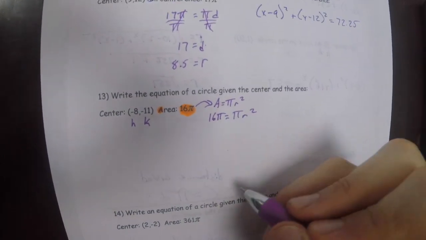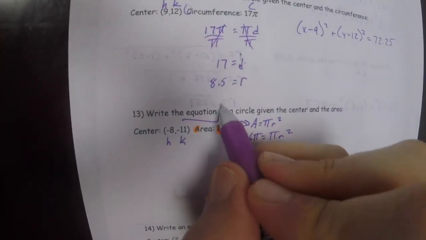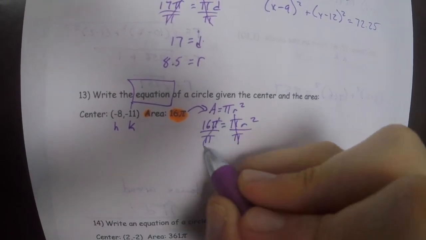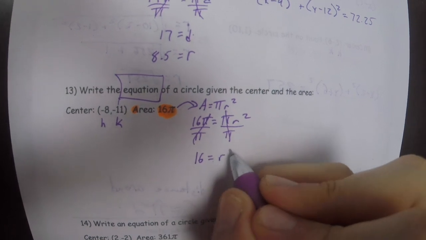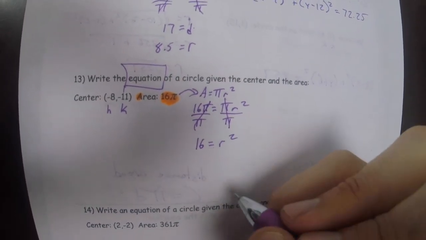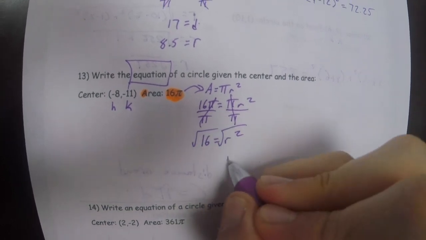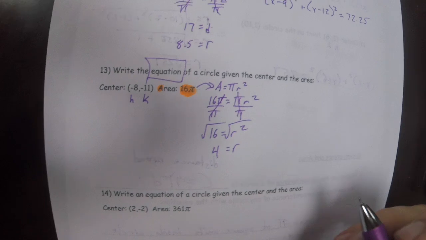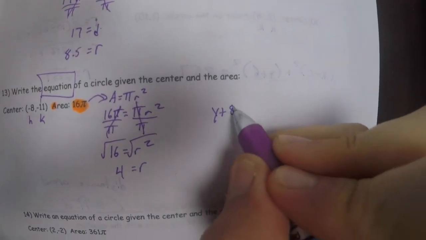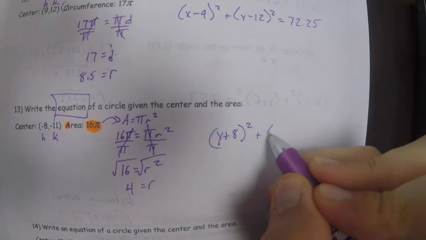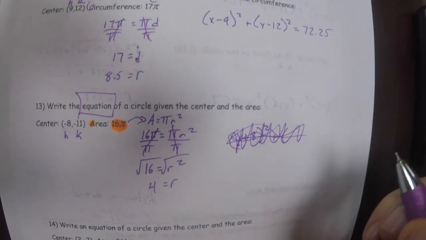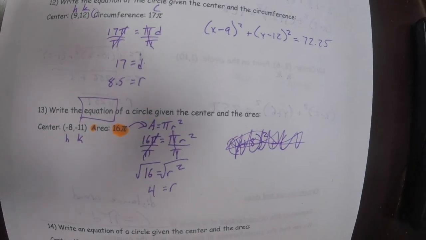And now solve for r, which stands for radius, which is the only other thing I need to find the equation of a circle. Divide by pi, divide by pi. Pi cancels, pi cancels. 16 equals r squared. How do I get rid of an exponent of 2? I square root, and I get that the radius of this particular circle is 4. I have my h, I have my k, I have my r. Now I'm going to write the equation. Y plus 8 squared plus, time out. Holy smokes, I messed that up. Reverse that. Should have worked in pencil.